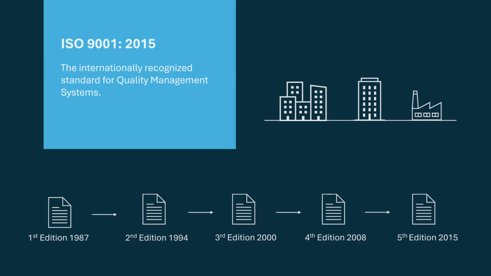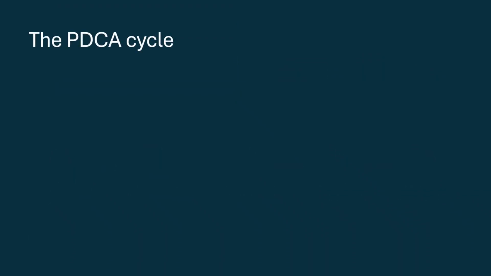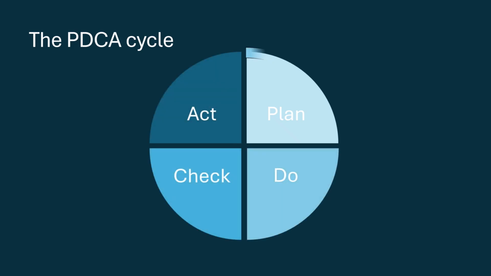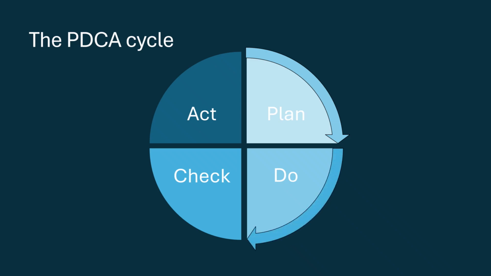The overall framework for continual improvement in the standard is built around the PDCA cycle: plan, do, check, and act. In the plan phase, management sets objectives and plans activities for the upcoming period to do improvements. During the do phase, the planned improvement activities are carried out.